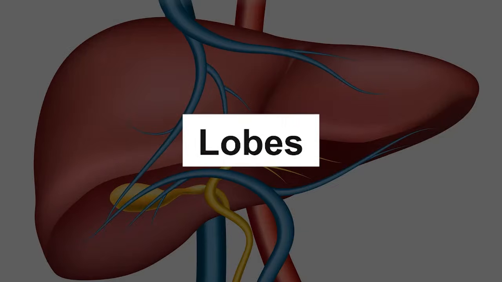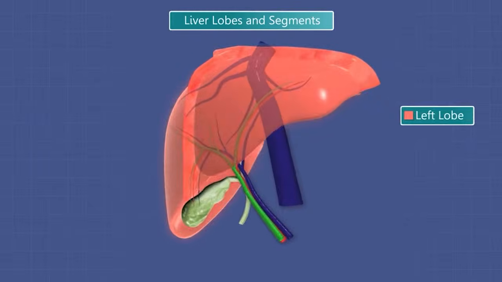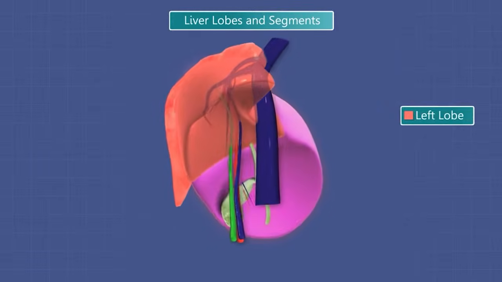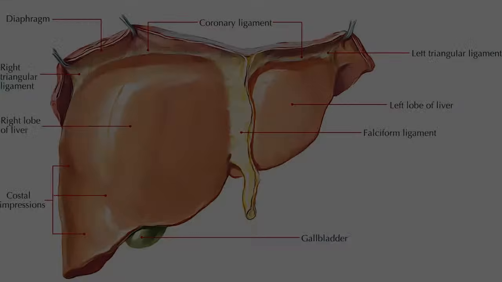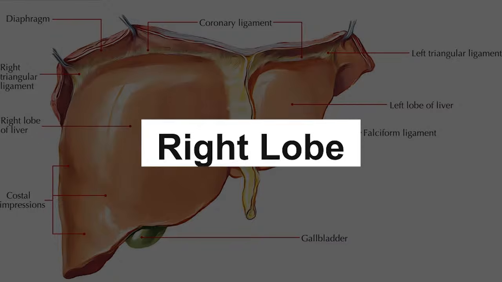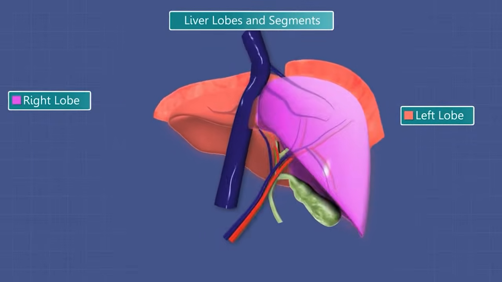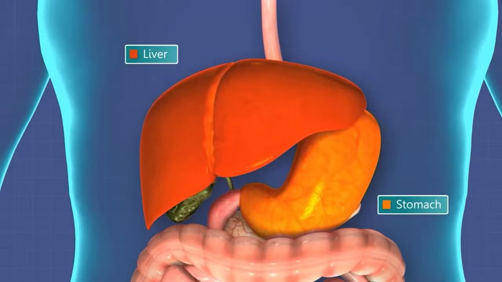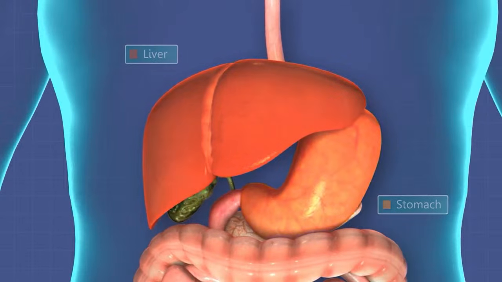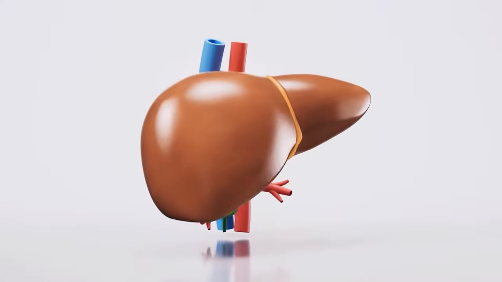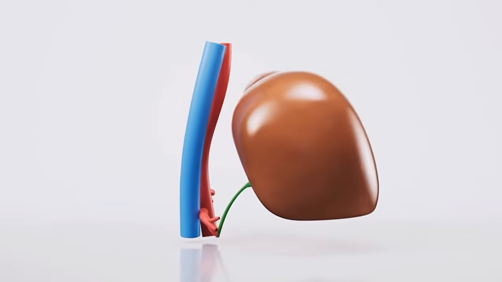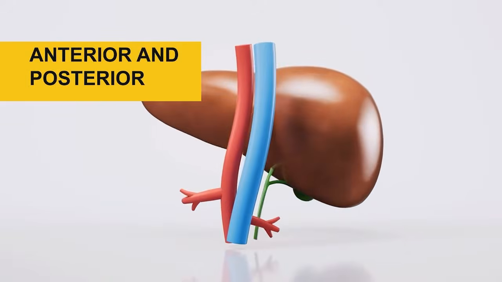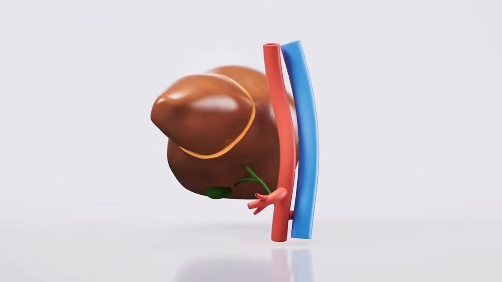Lobes. The shape of the liver can be further broken down into its various lobes and segments. Right lobe. The right lobe is the larger and more prominent portion of the liver. It is situated on the right side of the body and extends from the midline of the body to the right side. It is further divided into 2 smaller lobes, the anterior, front, and posterior, back, segments, by the right hepatic vein.